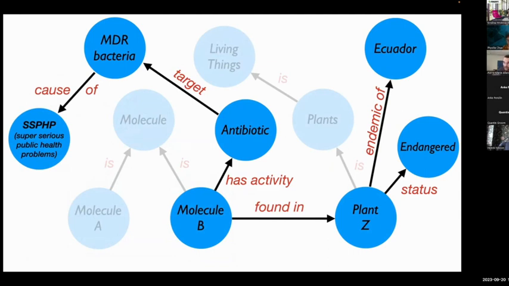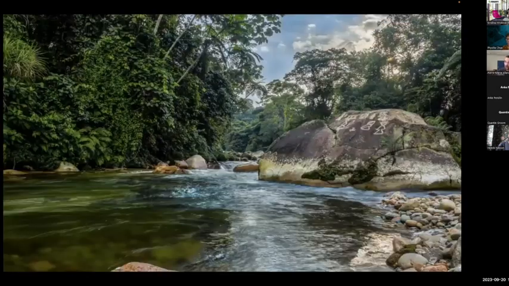So this specific path in the knowledge graph is what we call a molecular argument for conservation. So hopefully with this work, we are going to be able to gather more and more of these molecular arguments for conservation and help in describing biodiversity in a better way, and hopefully try to contribute to its conservation.